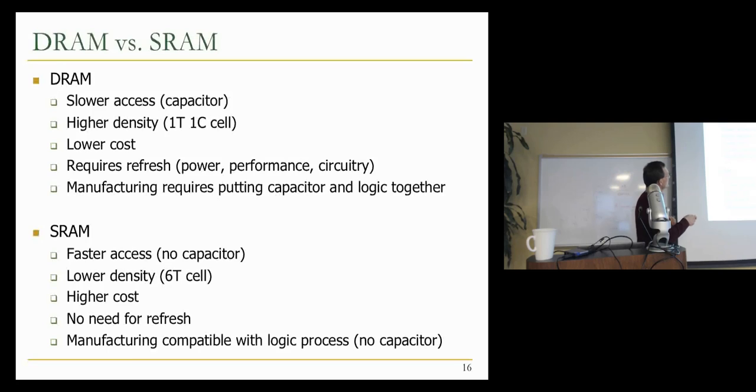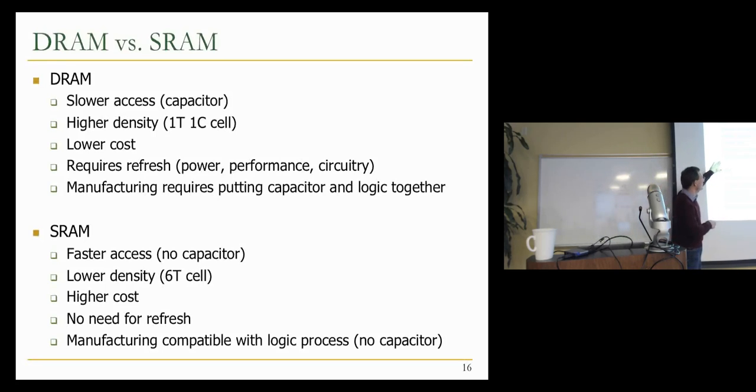This requires refresh, as we talked about, which actually affects a lot of things: power, performance, additional circuitry. There's no need for a refresh here. And one other big difference between these technologies is that manufacturing of DRAM requires putting capacitor and logic together. And these are not compatible processes. As a result, most DRAM chips do not have a lot of logic in them. As a result, you don't see DRAM on chip, right? Next to the processor core. You do not see that.